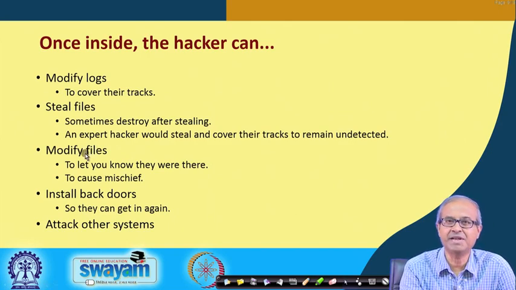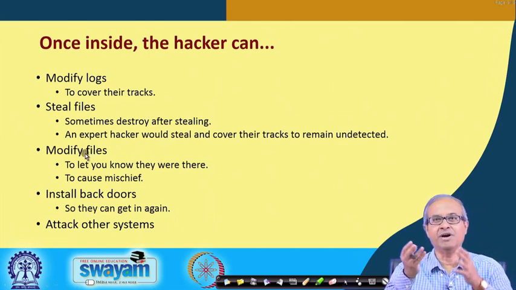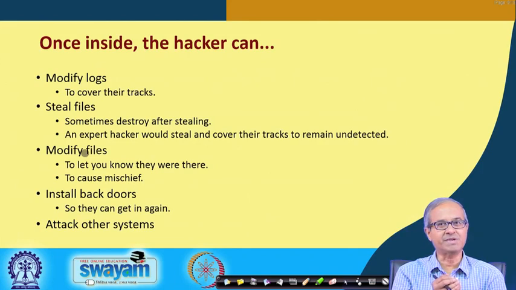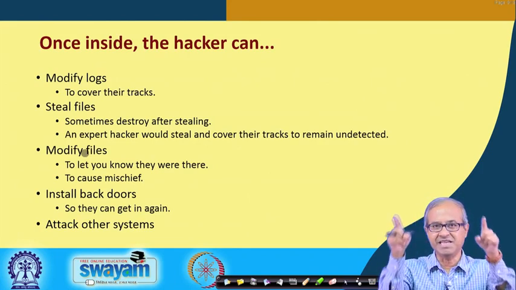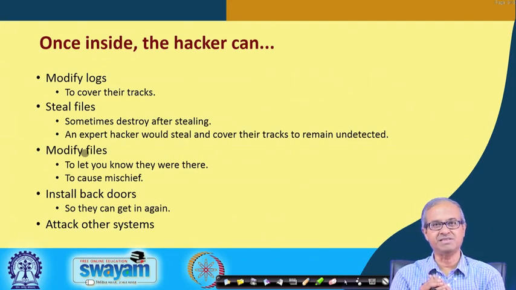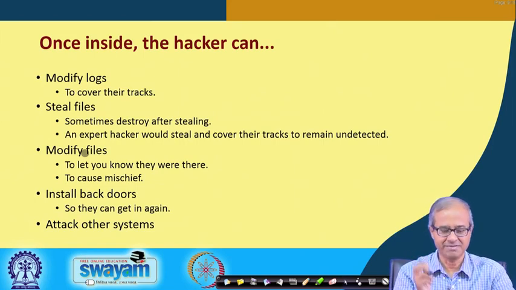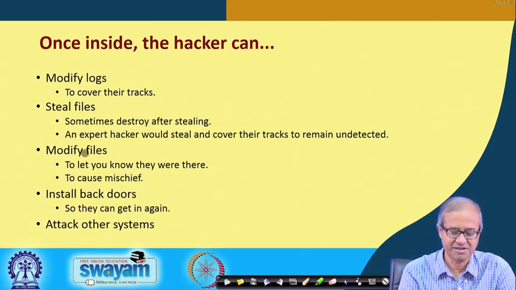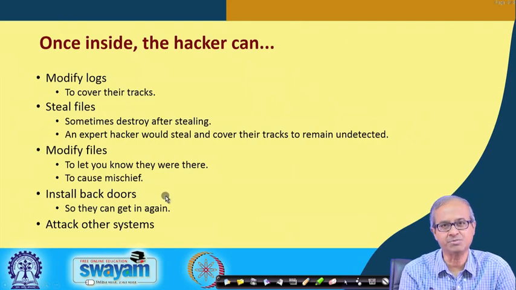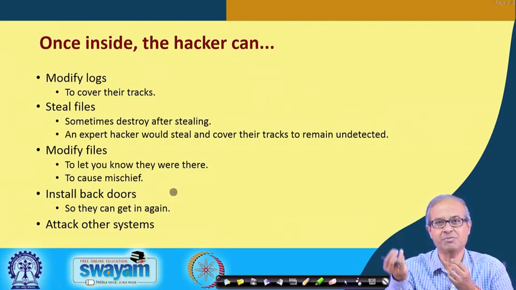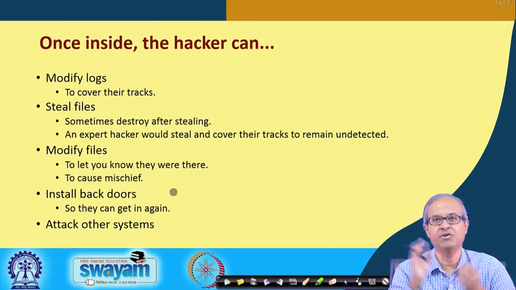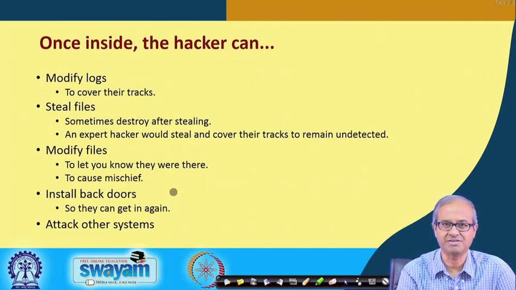Some files might get modified, like you have heard of defacement of websites. Some hackers break into a website and change the contents of the page to something malicious, so that people know that, well, we came here, we hacked your system, just to cause mischief. Installing backdoors is more dangerous. You will not understand what has happened, but someone has opened a backdoor through which anyone can enter a system whenever they want.